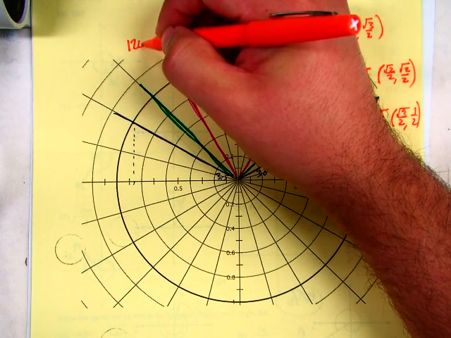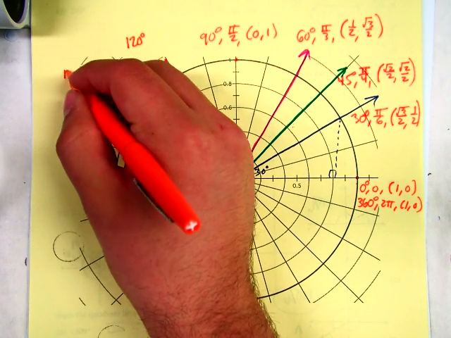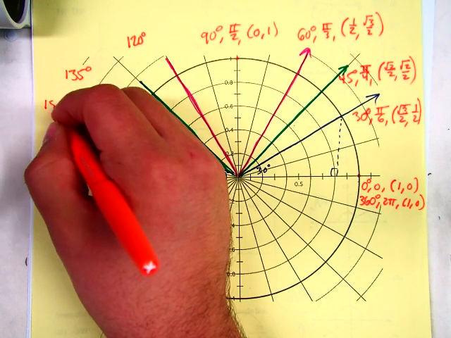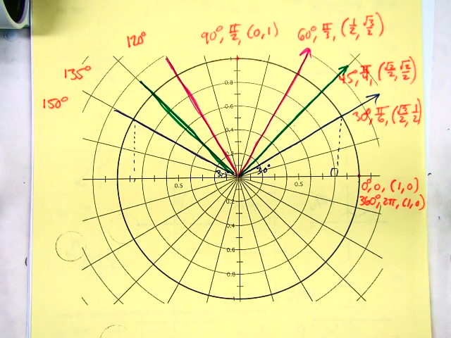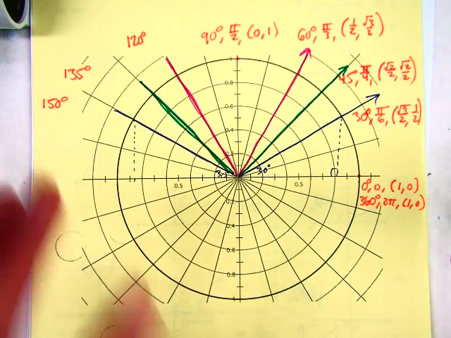What's the next angle? 135. And then this next one? 150. Do you guys see how I'm getting those? Okay? Here's what I'd like for you to do. Let me set up the color coding. I'm going to give you a couple minutes on your own to see if you can fill everything in.